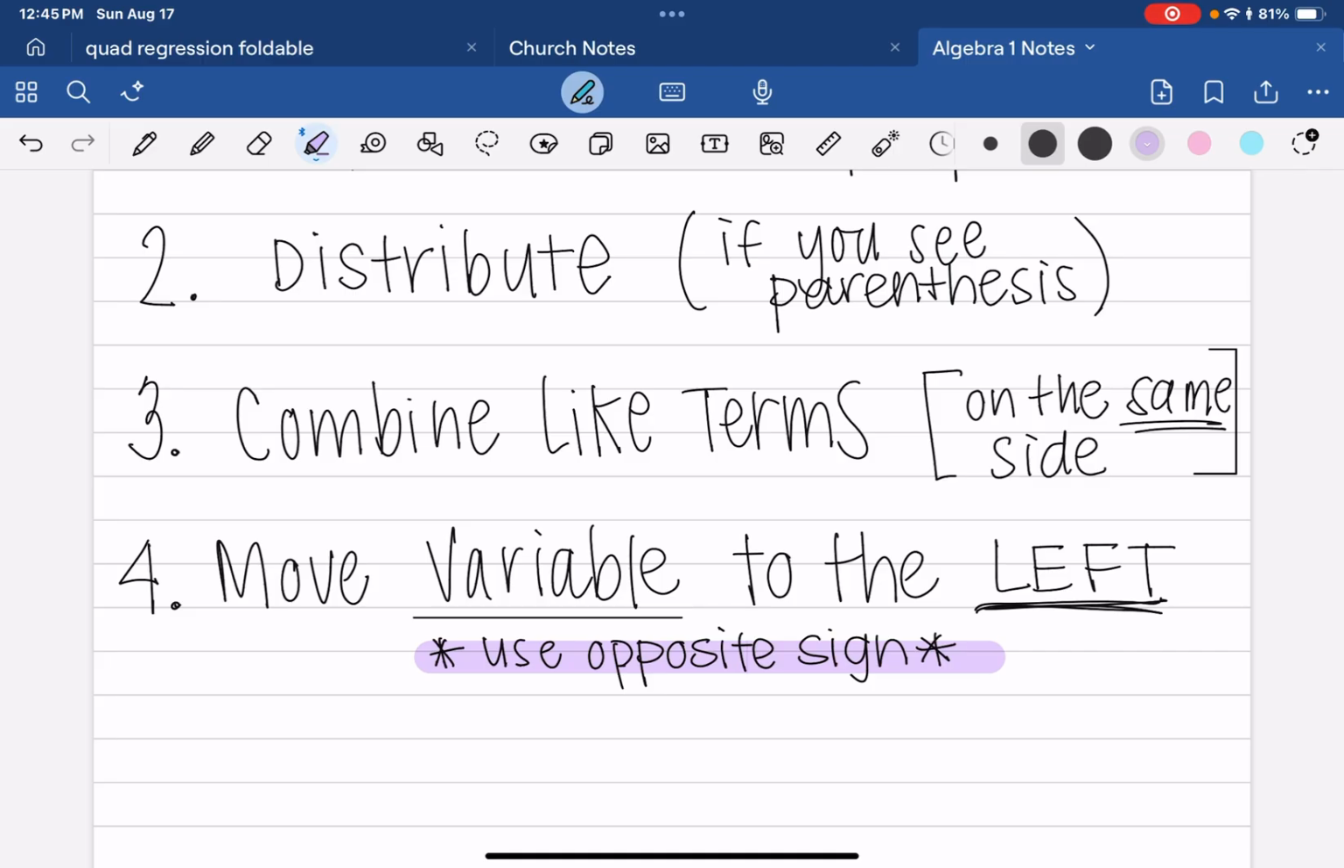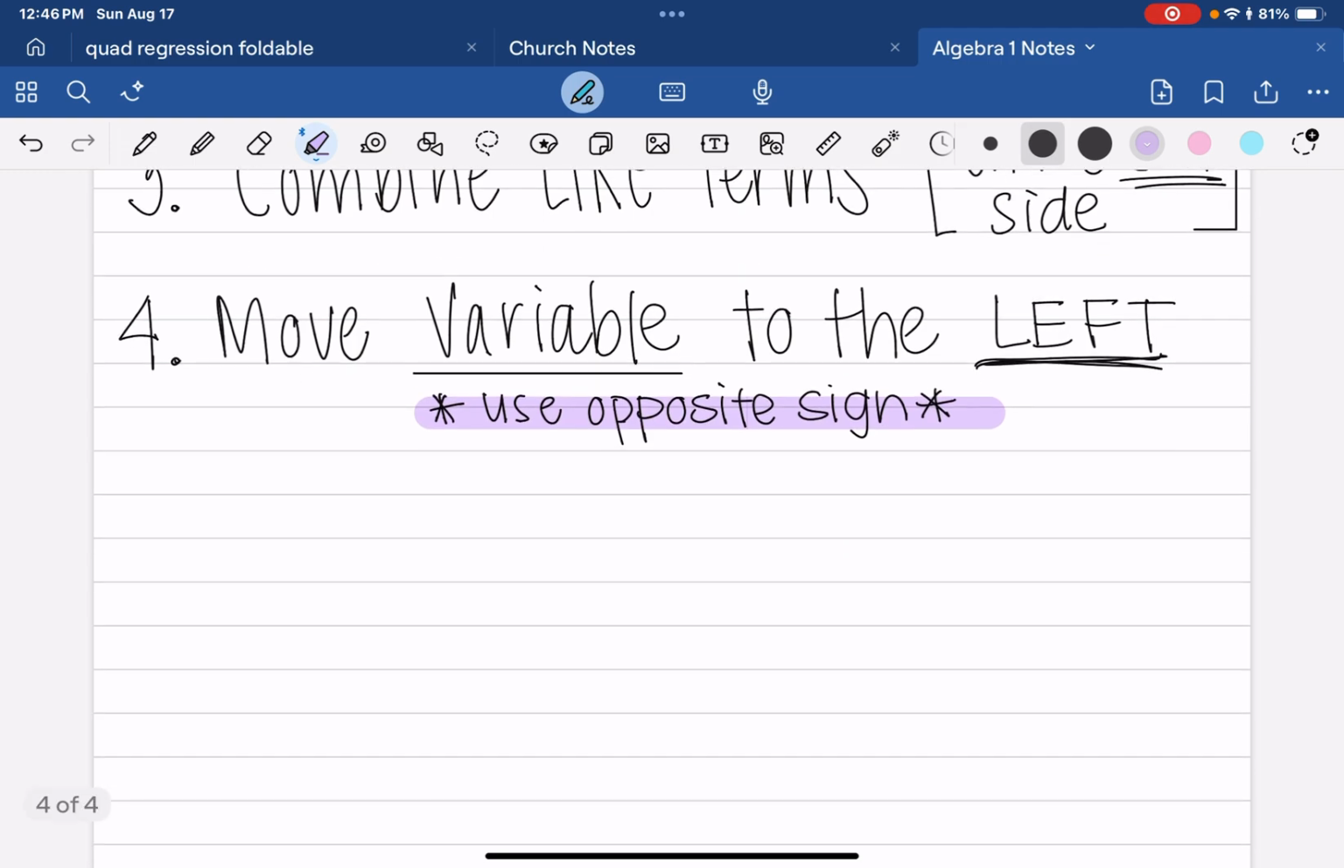So in this case, if I have a negative 3x on the right side and I want to move it to the left side, I'm going to add that 3x over. So you always have to do the opposite sign that's in front of the variable.